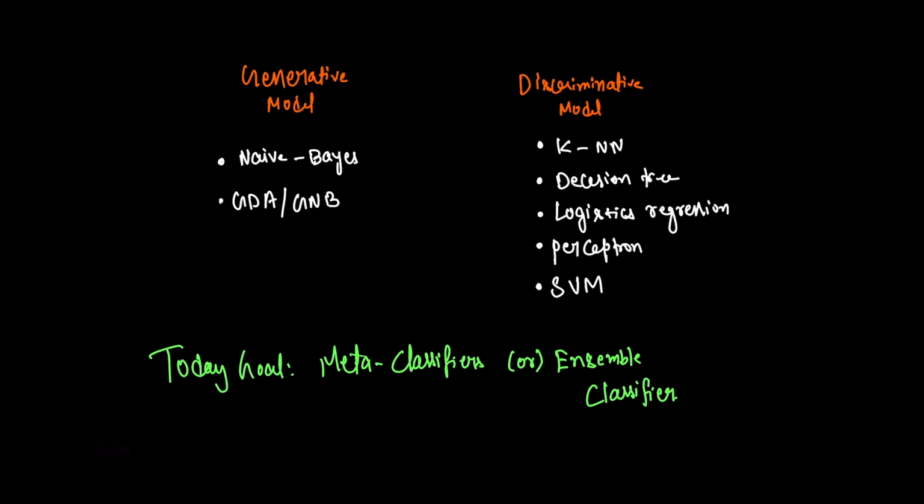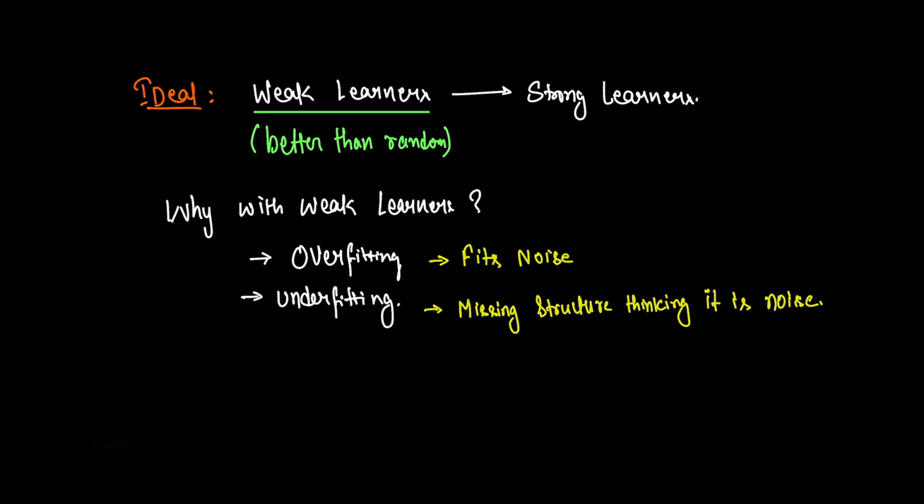Now, we will see the ensemble classifier or meta classifier. The idea behind these is very simple. Choose a weak learner or classifier, and then convert it into a strong learner. This is our goal. And why are we selecting a weak learner? Because a weak learner is better than any random learner we would select. That is, rather than selecting any random learner, we will select a weak learner.